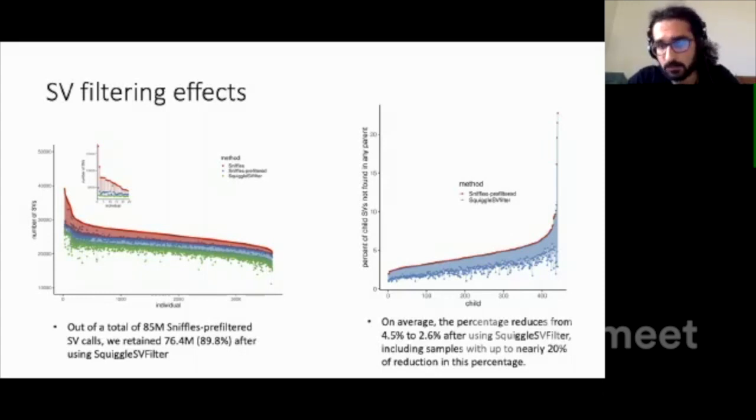So the lower this number, the better it is. It's basically a proxy for, one may say, Mendelian errors, and we're just looking at whether the SV in the child exists in either of the parents or not. So we don't do any genotyping here or anything similar. That's just existence versus non-existence.